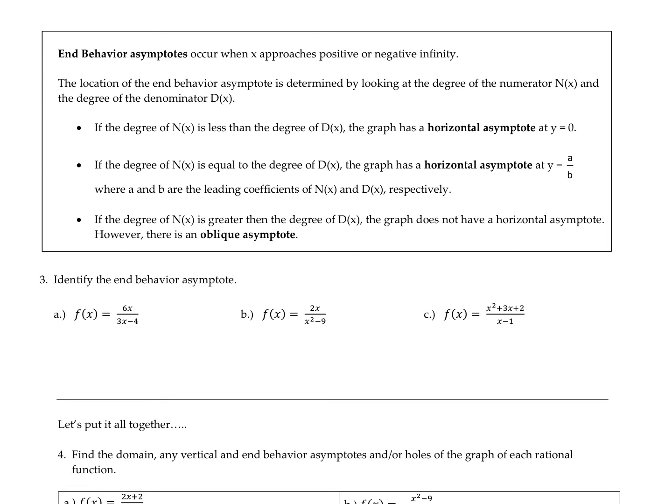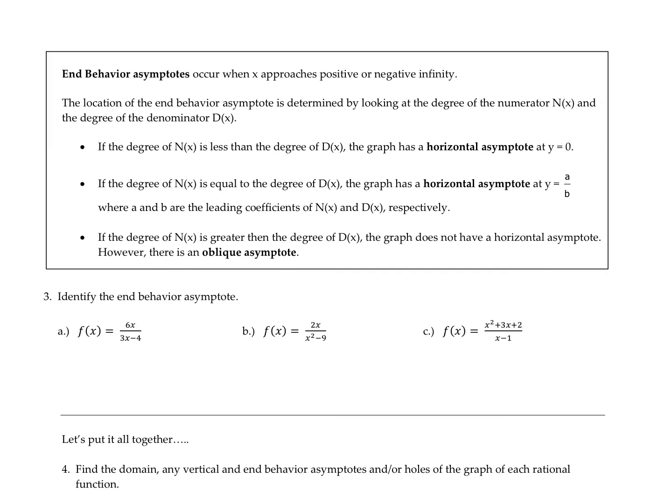All right, now we're going to look at end behavior asymptotes. Sometimes these are also called horizontal asymptotes, because they're going to be y equals, versus our vertical asymptotes that we did on the other page, which were x equals. So the location of our end behavior is determined by looking at the degree of the numerator and the degree of the denominator. So that's really important. So actually, let's highlight that.